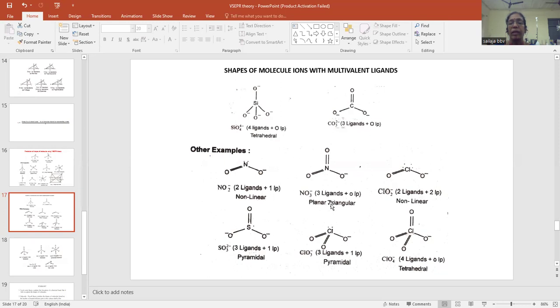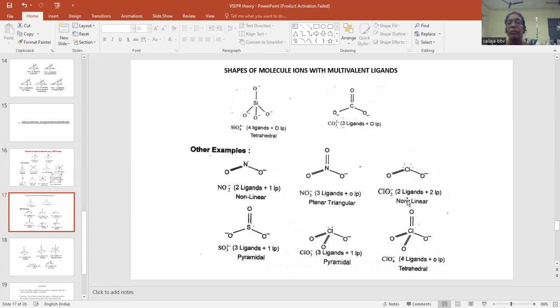Next example, NO3 minus. Here the central atom is nitrogen, belongs to group number 5. 2 oxygen atoms are having double bonds. So these 2 oxygen atoms are sharing 2 electrons each. And another oxygen atom which is having a single bond is sharing 1 electron. So total 5 electrons shared by surrounding atoms. So 5 minus 5 divided by 2, which is equal to 0. So there are no lone pairs of electrons in NO3 minus.